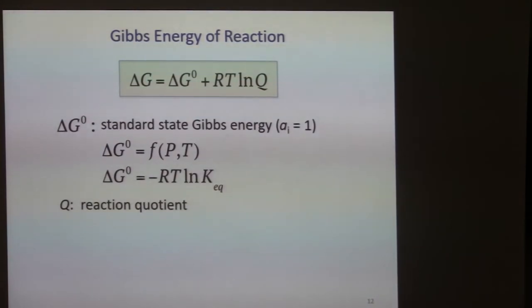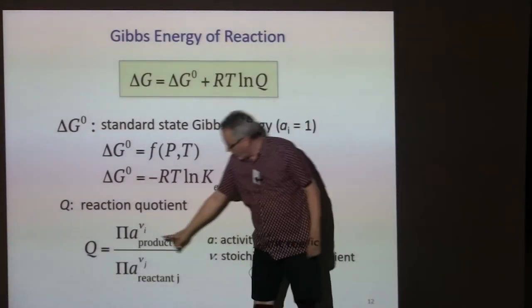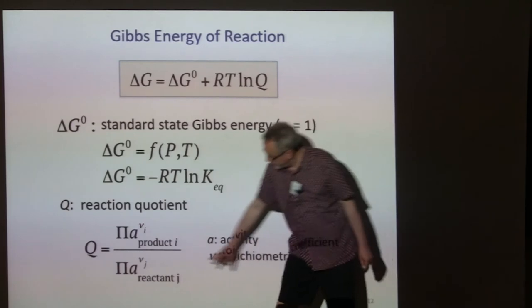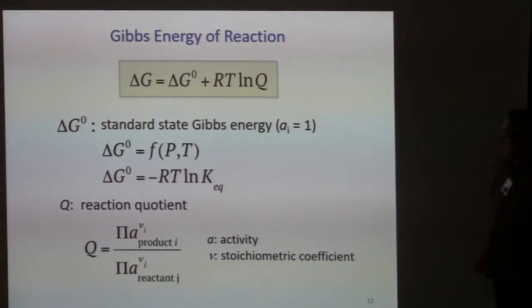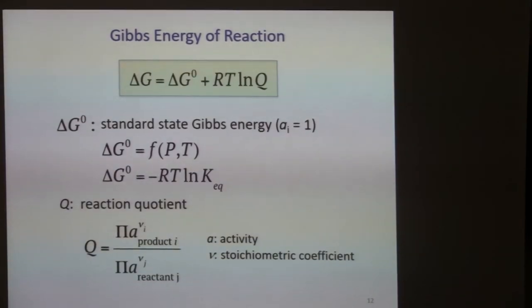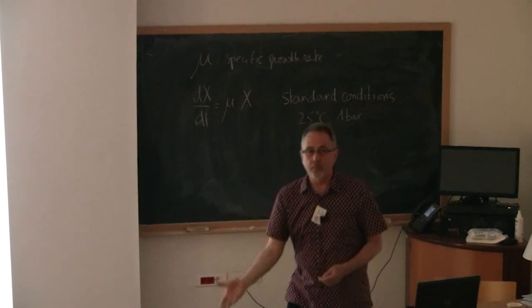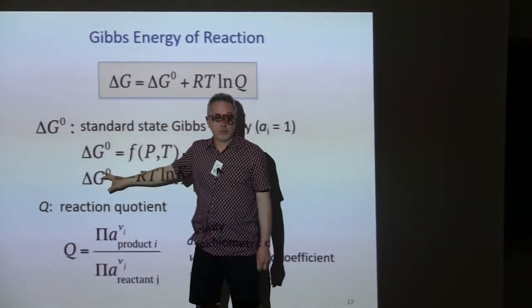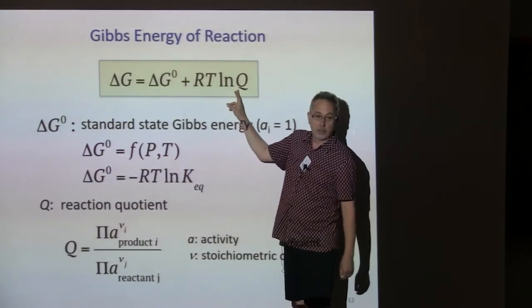The reaction quotient is defined as the product of the activities of the products raised to their stoichiometric coefficients over the product of the activities of the reactants raised to their stoichiometric coefficients, under whatever chemical conditions you are working in. So if, for instance, you have your sulfate reducer and the partial pressure of hydrogen goes up, this value will change. This value will not change, right? All the change in chemical composition of the system enters into this part.